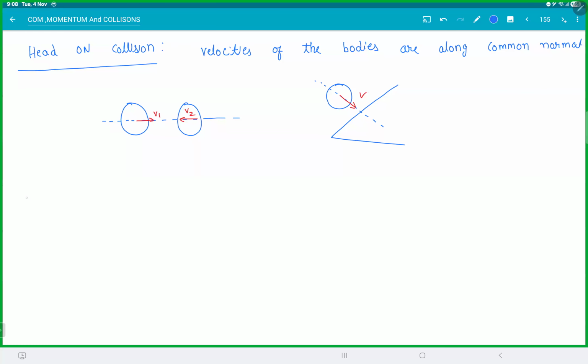What is an oblique collision? If the velocities are not along the common normal. So if your head-on collisions are good, oblique collisions are easy. We will focus on head-on collisions anyway.